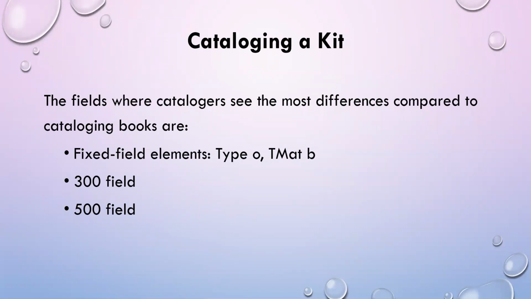Fixed field elements include type, which is type of record, which is coded as lowercase o. TMAT, which is type of visual material, which is coded as lowercase b. The 300 field is the physical description field. The 500 field is the general note field. We will talk about these fields and elements in the upcoming slides as we work through the process of cataloging a kit from start to finish.